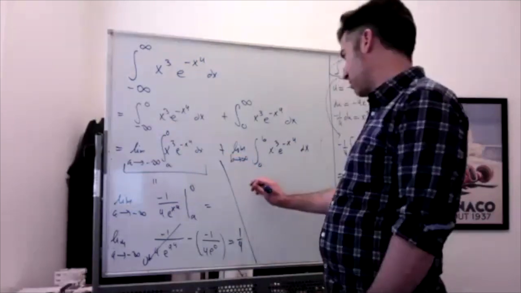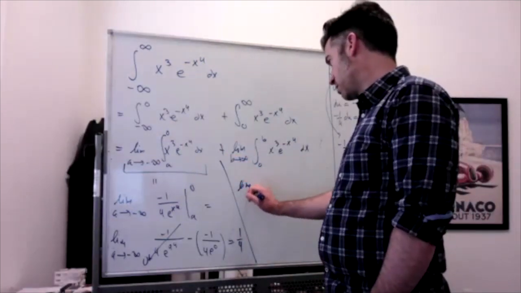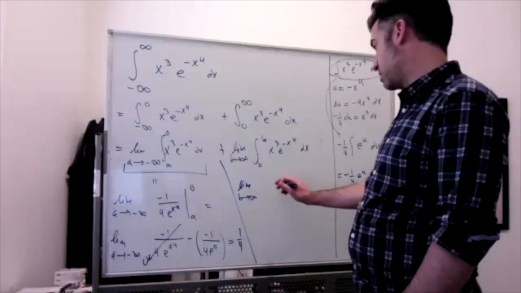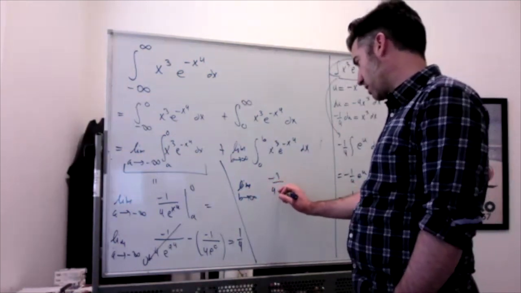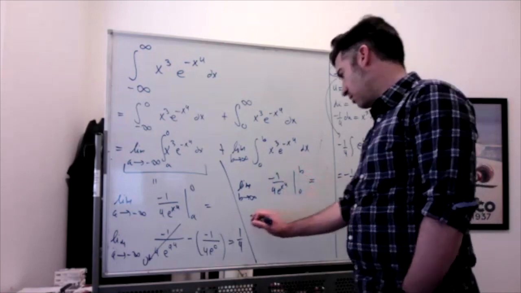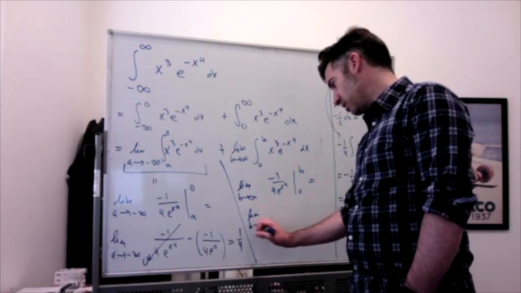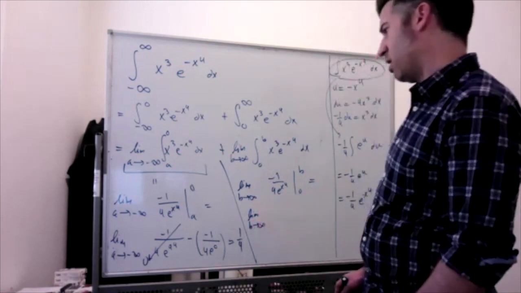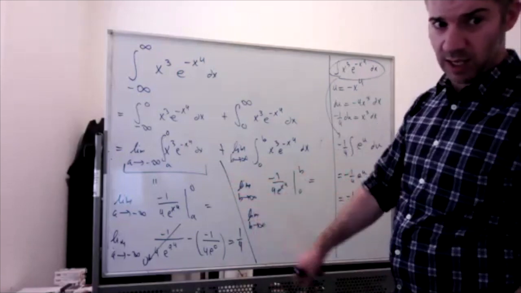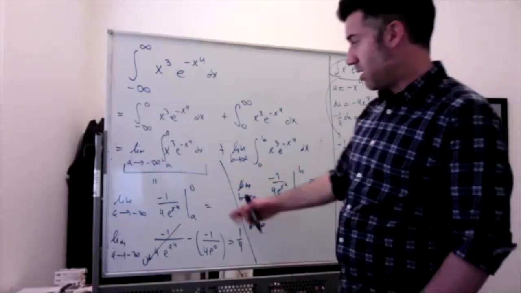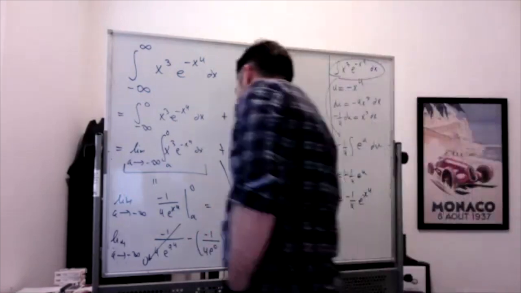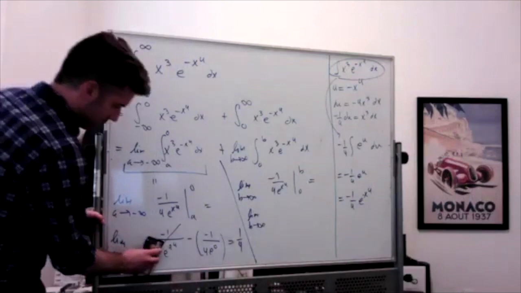So this one's going to be the limit as b goes to infinity. Again, we know that it's negative 1 over 4 e to the x to the 4th from 0 to b. And then we get the limit as b goes to infinity. I made a small mistake there. It's not huge, but it is a mistake. The mistake I made was that I plugged in the a first and the 0 second, and that is wrong. So this should have been slightly different.